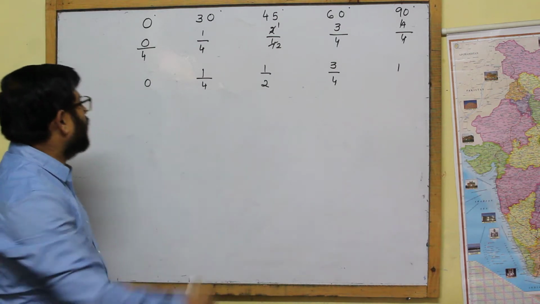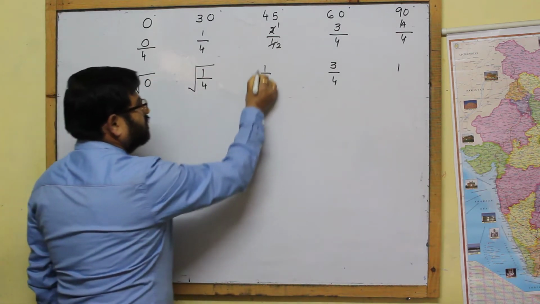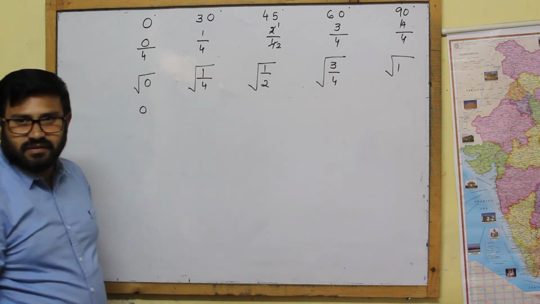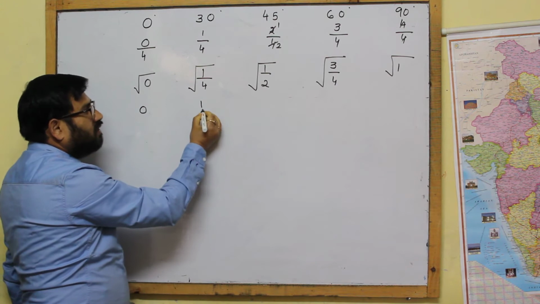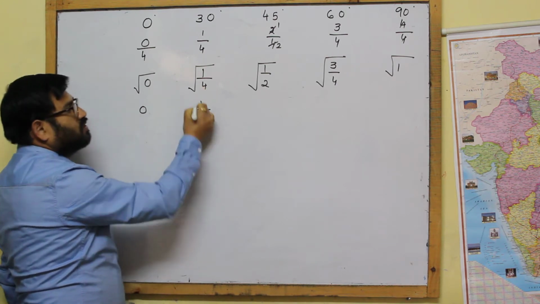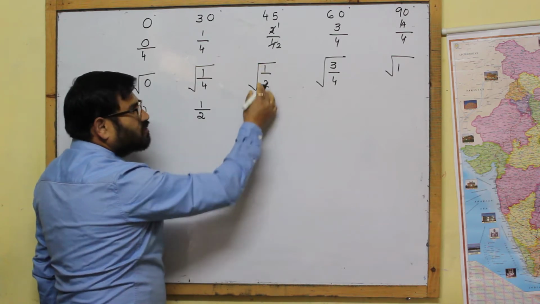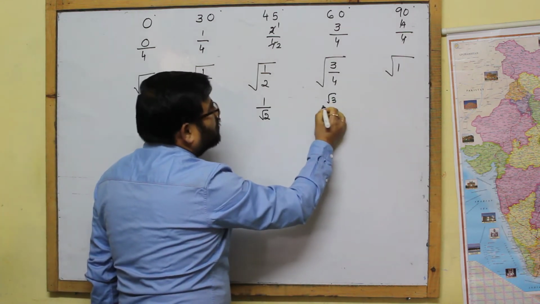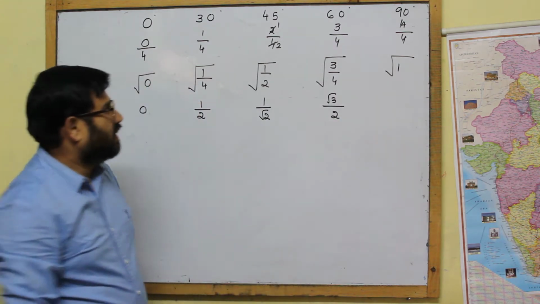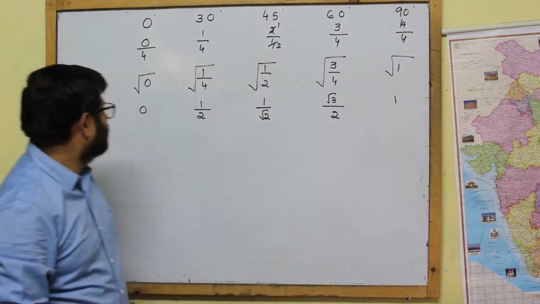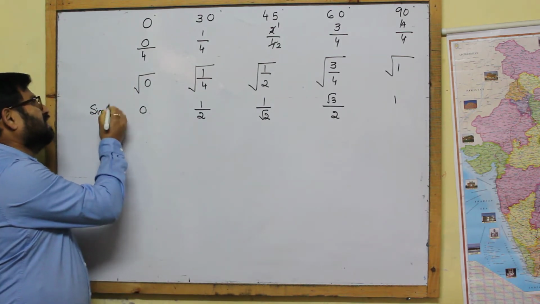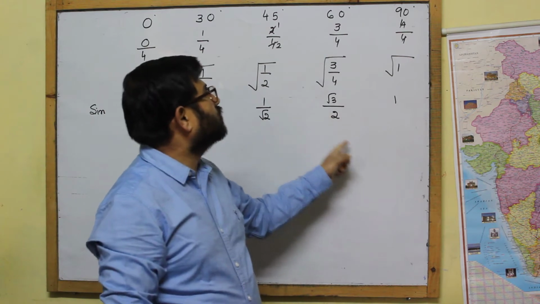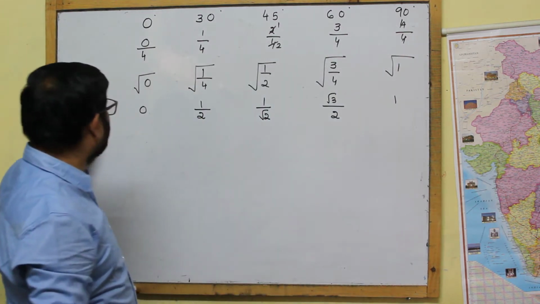Next, you take the square root of all of this. So when I take the square root of 0, square root of 0 is 0. Square root of 1 by 4. Square root of 1 is how much? 1. Square root of 4 is how much? 2. So 1 by 2. Again, square root of 1 is 1. Square root of 2 is an irrational number, so it will be root 2. Square root of 3 will be root 3. Square root of 4 will be 2. And what about square root of 1? Square root of 1 will be 1. So this is the value for sine. So sine 0 is 0, sine 30 is half, sine 45 is 1 by root 2, sine 60 is root 3 by 2, and sine 90 is 1. So we got the value of sine.